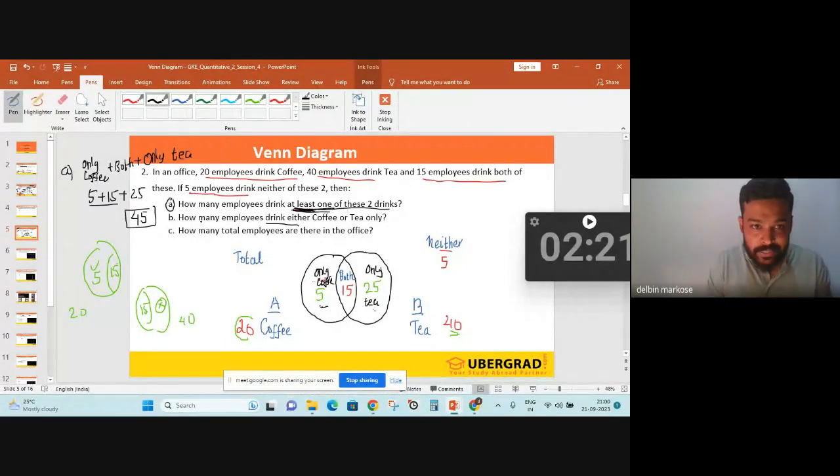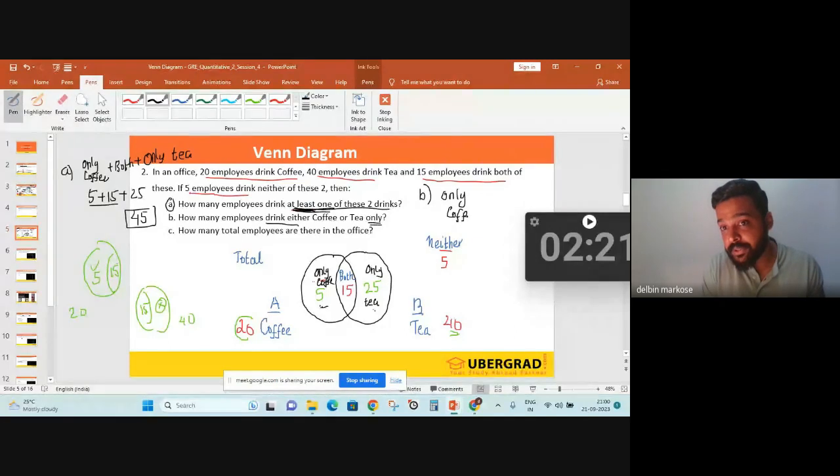Now, second question: how many employees drink either coffee or only tea? Look at this word. That person should drink only coffee or only tea. Please do not add both. That's why the language is important, only coffee and only tea. So that will be only coffee, that's 5, and only tea, that's 25. When I add 5 plus 25, that will be 30. Is the second question clear?